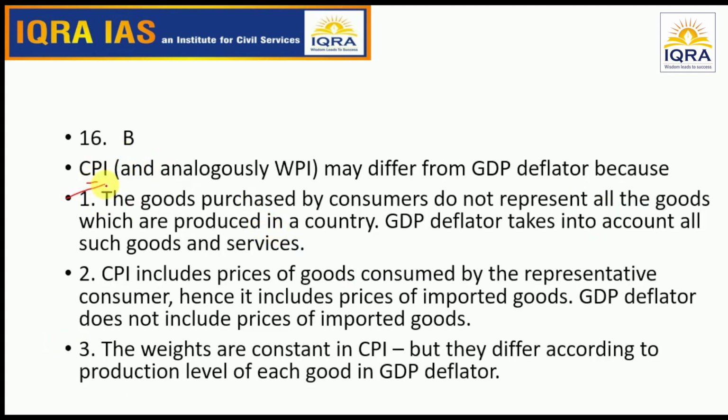See, CPI may differ from the GDP deflator because the goods purchased by the consumer do not represent all the goods which are produced in a country. Second, the GDP deflator takes into account all such goods and services which are produced in the country. CPI is representative, it is a basket of goods, and based on that price, CPI is calculated. So the GDP deflator here is not including the prices of the imported goods.